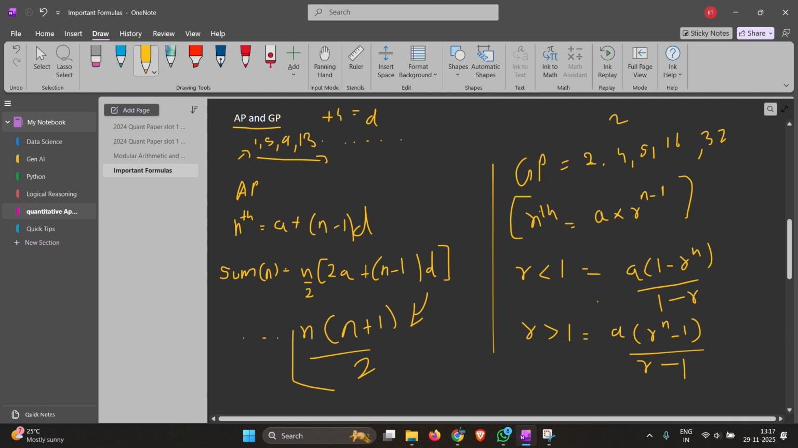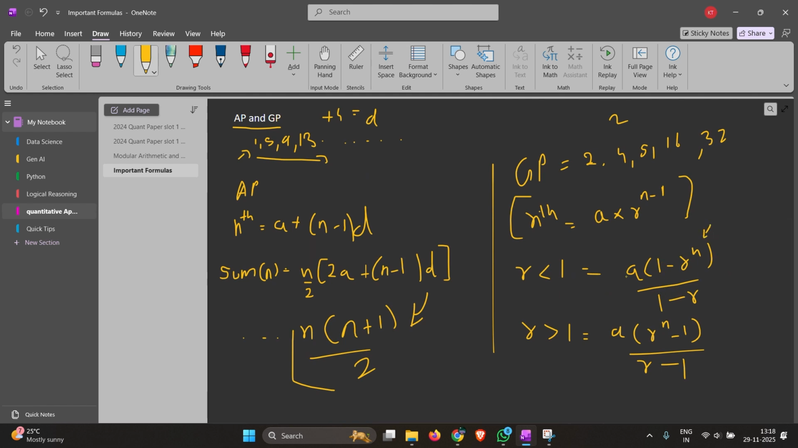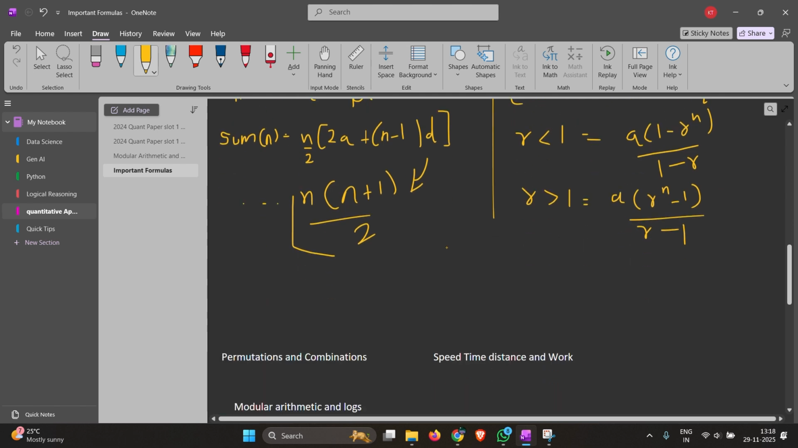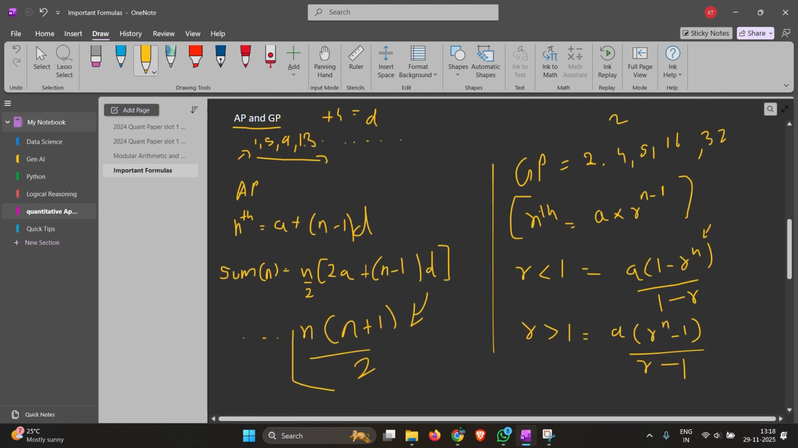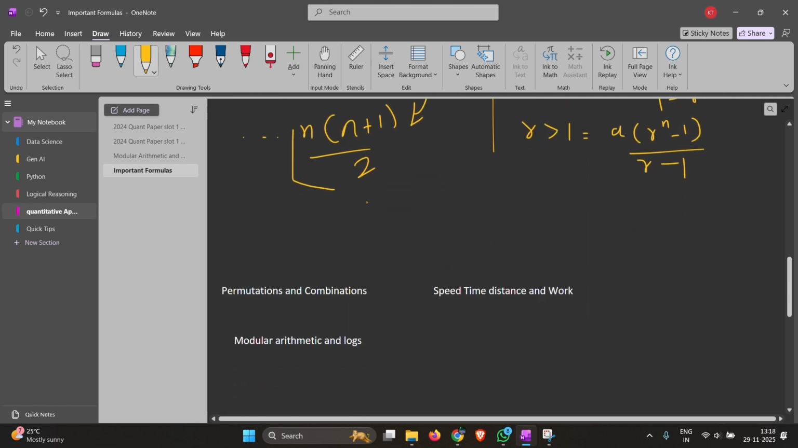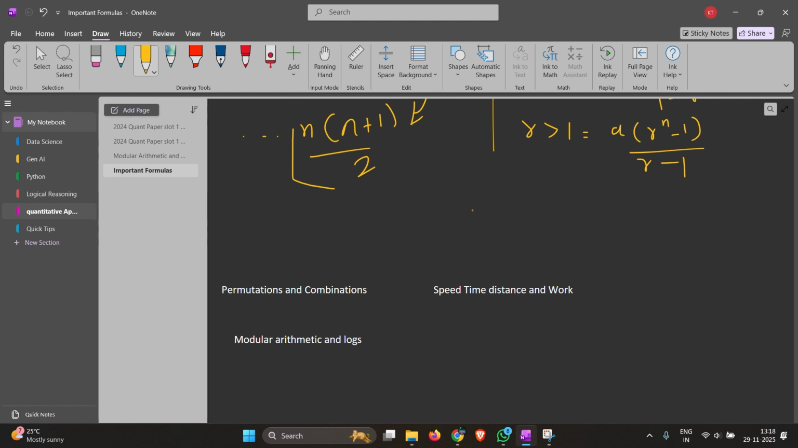So this is the formula for finding the sum of the first n terms. Here, n is how many terms you're finding the sum for of a geometric progression. And there is also a special case which also appears in CAT: the sum of an infinite geometric progression. The sum of an infinite geometric progression is given by a upon 1 minus r. But in this case, it can only be found if r is between minus 1 and 1.